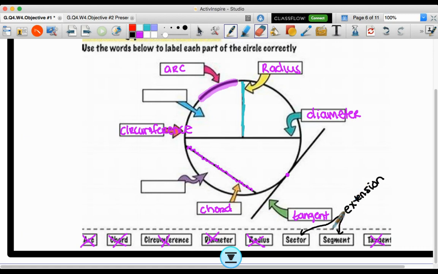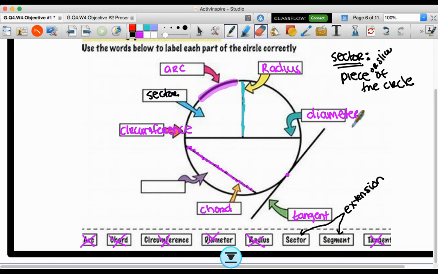A sector is like, I'm going to add these in because these are going to come up later in our unit, just not for a while. So a sector is like a piece of the circle. It's like a piece of pizza, a piece or like a slice. Okay, so this right here is referring to a sector.